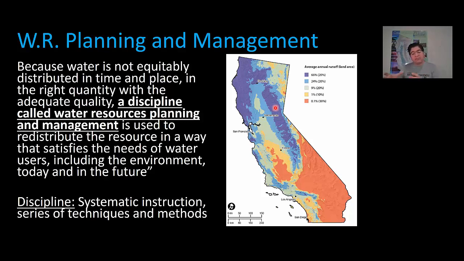It is the interface between the natural systems, the natural water systems and the water cycle, compared to the economy and the different uses that we have for water.